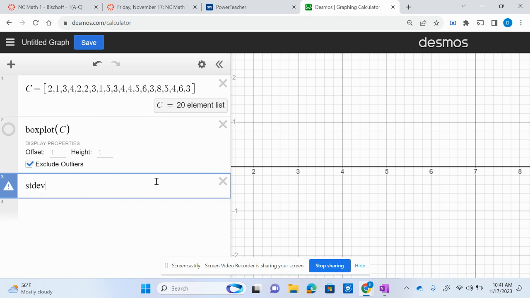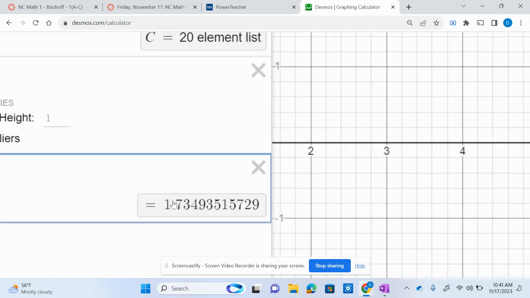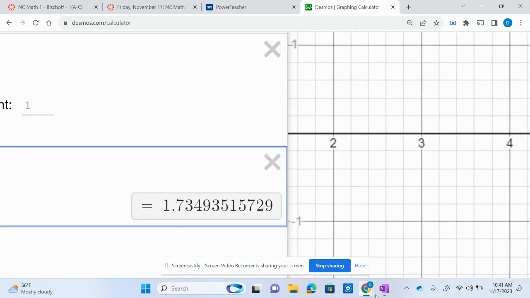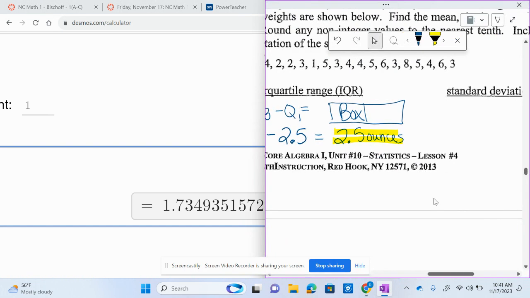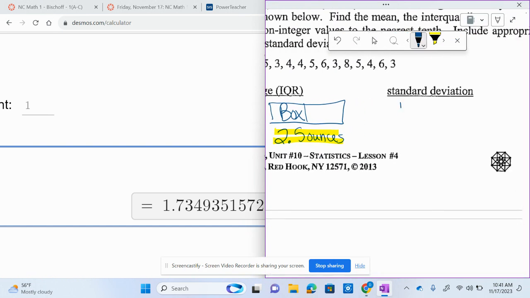STDEV. I'm doing a population, using that theta symbol, standard deviation of the population. So it says that my standard deviation, if I round it to the nearest tenth, is 1.7. So 1.7 ounces. I just want to talk about what that means.